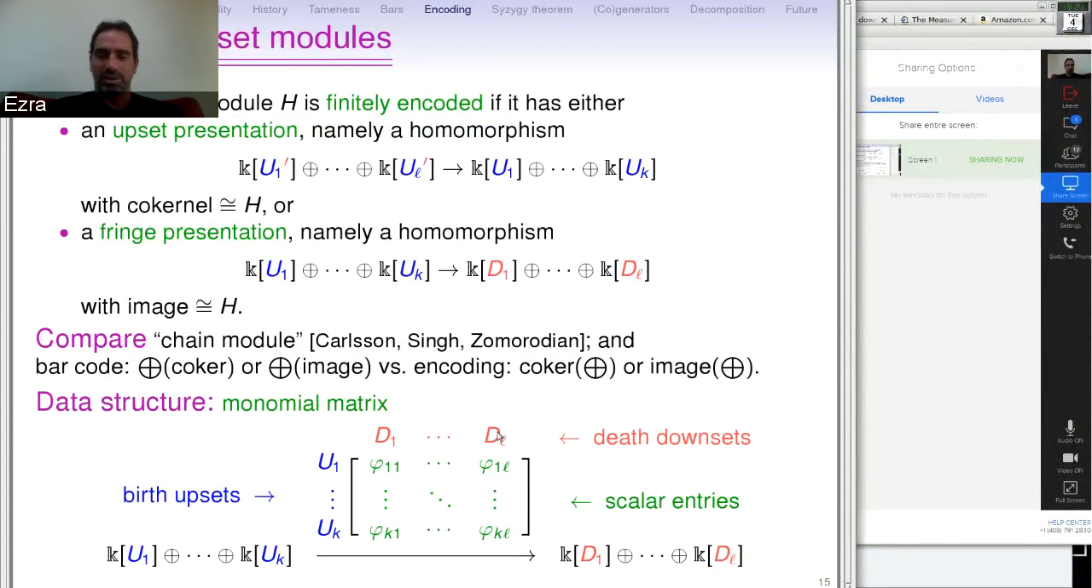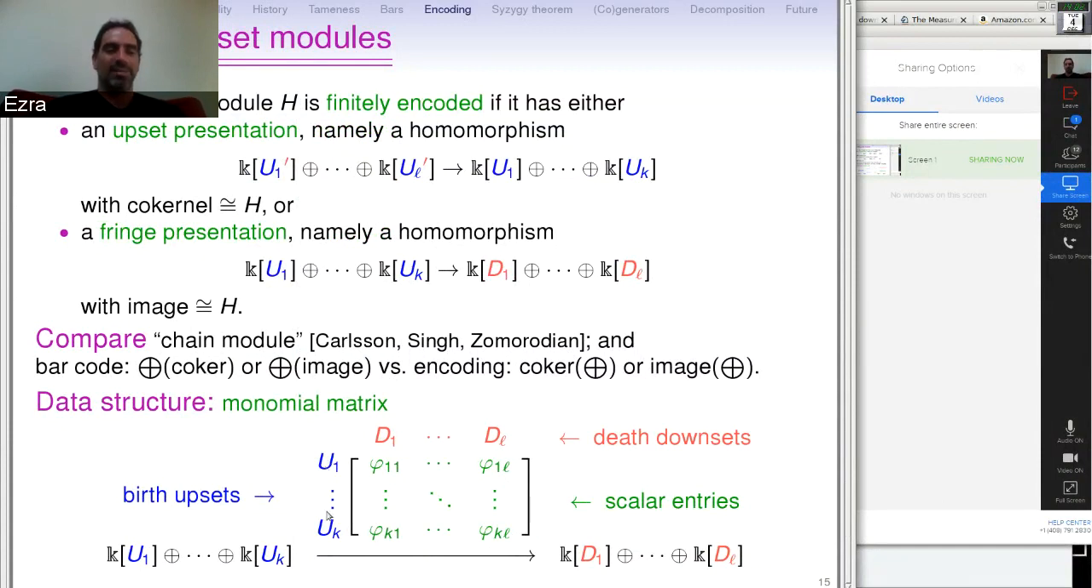Yeah. Okay, so this matrix over here is filled with scalars, just like the matrices in Carlsson's homology are filled with scalars. So you can still have continuous variation of these scalars, in the sense that there are moduli. When there are moduli, variation can occur in two possible ways. It can occur because these scalars are changing, or it can occur because the upsets and downsets are moving.